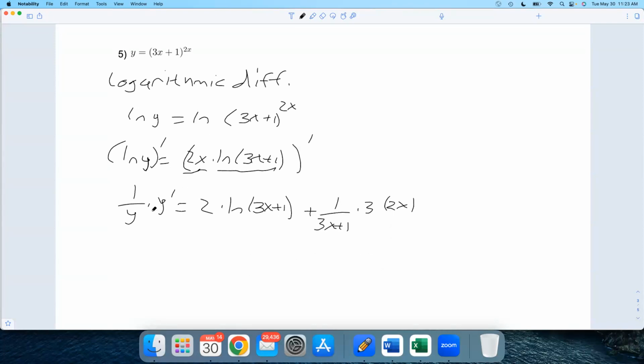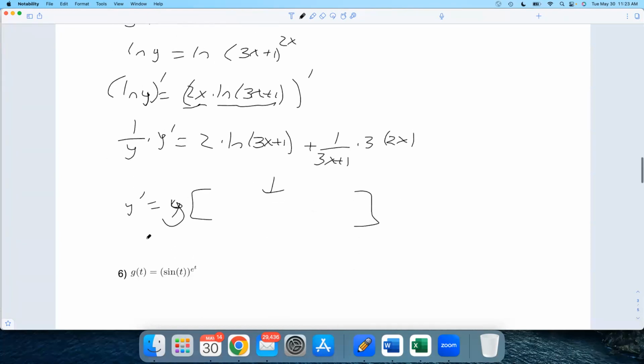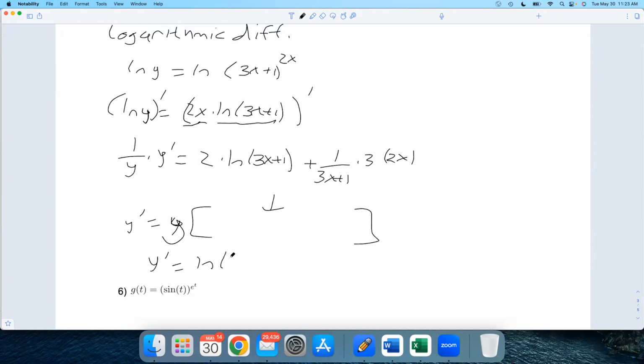Now I'm trying to solve for y prime, so I need to multiply the y over. Y prime will be y times all of this stuff. But I know what y is. It's the original. It's this. So we get y prime equals natural log 3x plus 1 raised to the 2x times 2 ln of 3x plus 1 plus, and I'm going to go ahead and combine those together. That's 6x over 3x plus 1. And I need that bracket there. Here's my derivative.